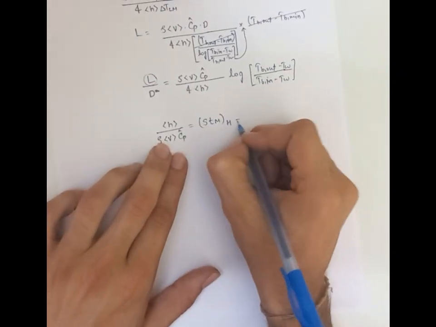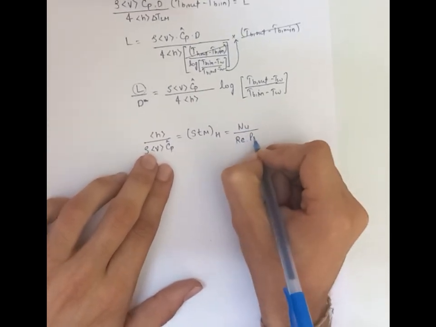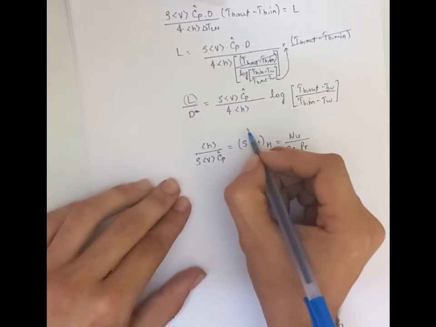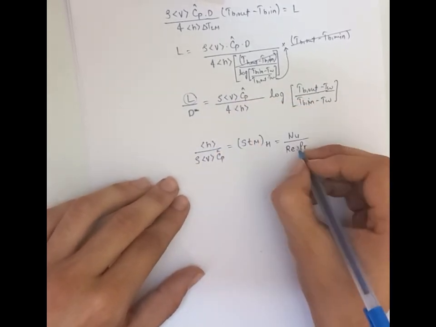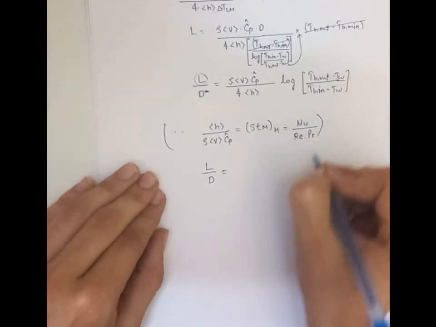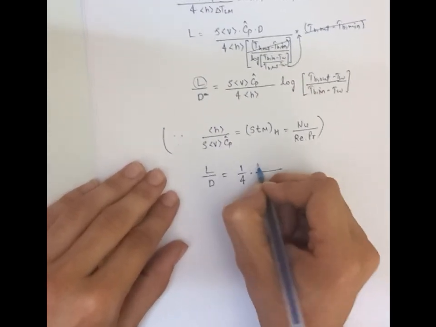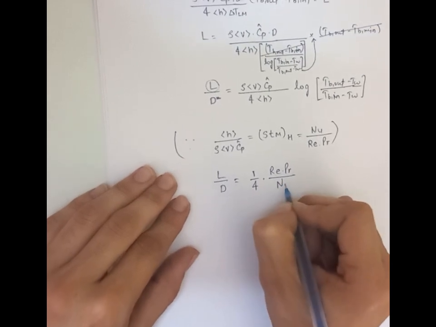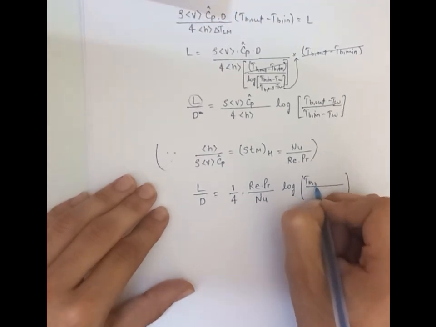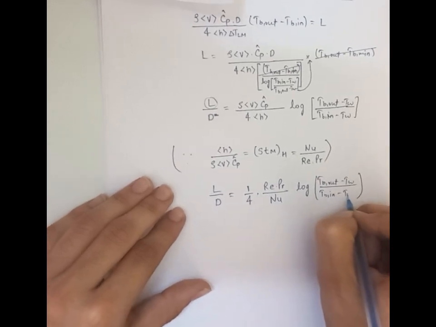So this term is also equal to the Nusselt number upon Reynolds number and Prandtl number. Because this is 1 upon the Stanton number, we'll be writing here the reciprocal of that term. So L by D will become, using this relation, 1 by 4 separated out from these terms, and this is Reynolds number times Prandtl number upon Nusselt number, and the logarithm of this: TB out minus TW over TB in minus TW.